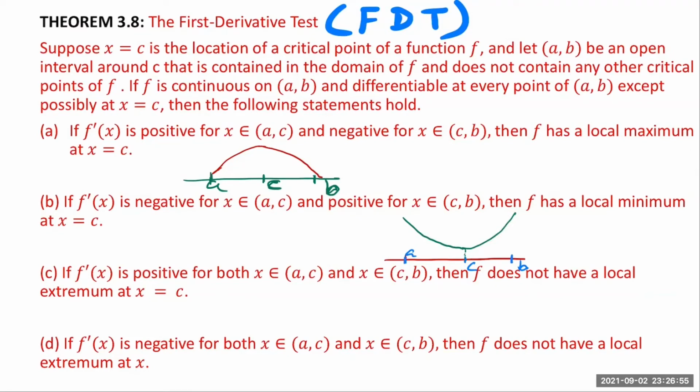Okay, and let's see what the third part says. If f prime of x is positive for both x between a and c and x between c and b, then f does not have a local extremum at x is equal to c. This is again very obvious if you draw a graph. This is your interval A and B. Think about a situation like this. This is your point C.